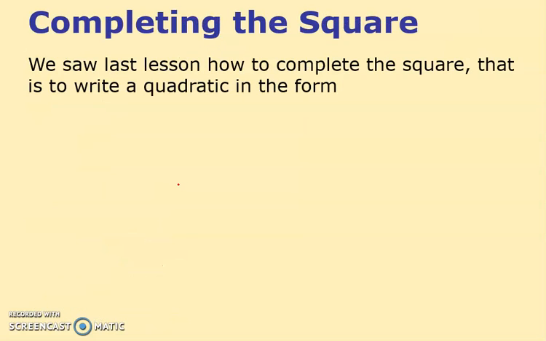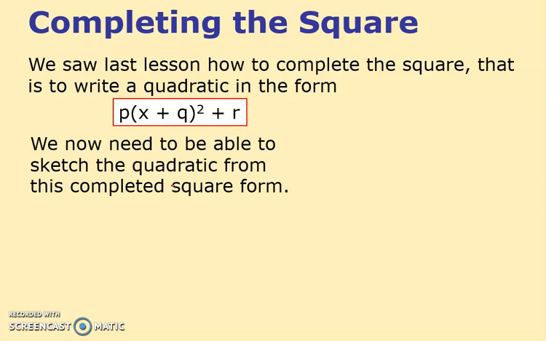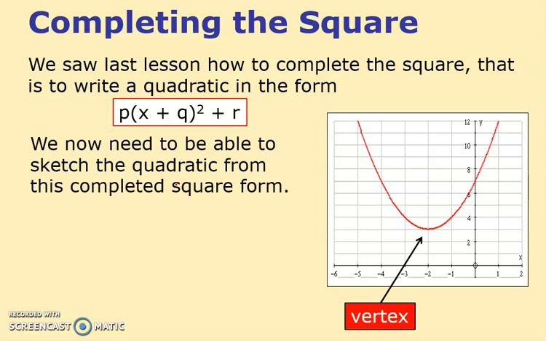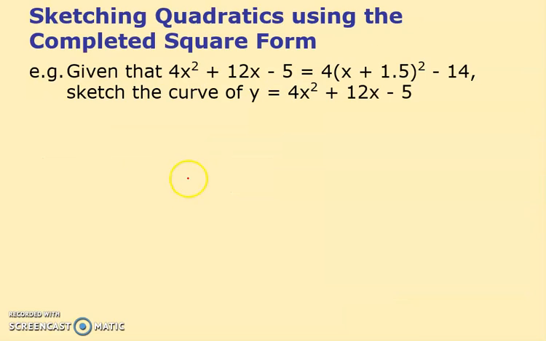Now, completing the square then. Last time we saw that you are trying to write it in this form, as I said. If you do, you can therefore sketch it from the vertex, and a few other little tricks as well along the way. Notice this one, I've deliberately done it for us so that we're not faffing around. It says 4x squared plus 12x minus 5 looks like this.